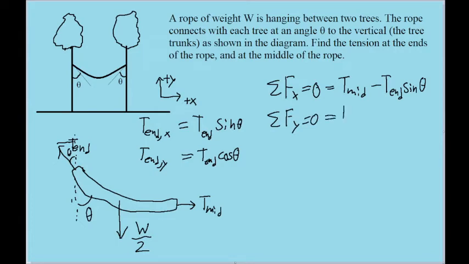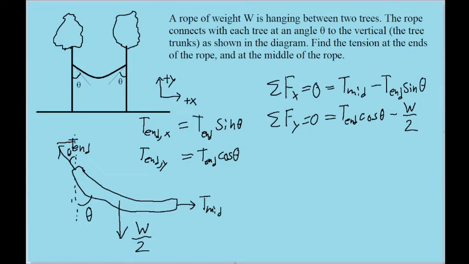In the net y direction, again, no acceleration, so this is equal to 0. And positively, that's going to be T sub end times cosine of theta, the y component of the tension in the end of the rope acting on the tree, minus the weight, so that's minus W over 2, since the weight is acting downwards. So these are our force equations for the rope.